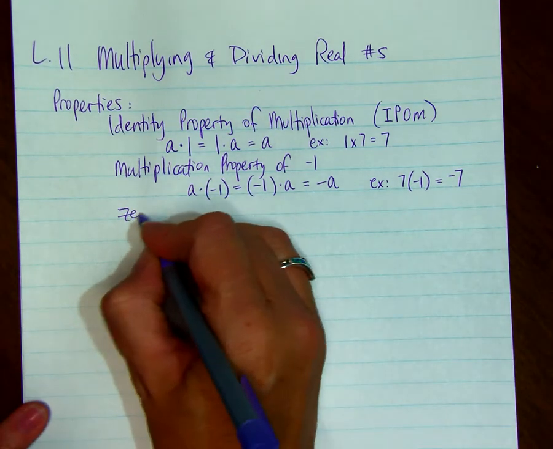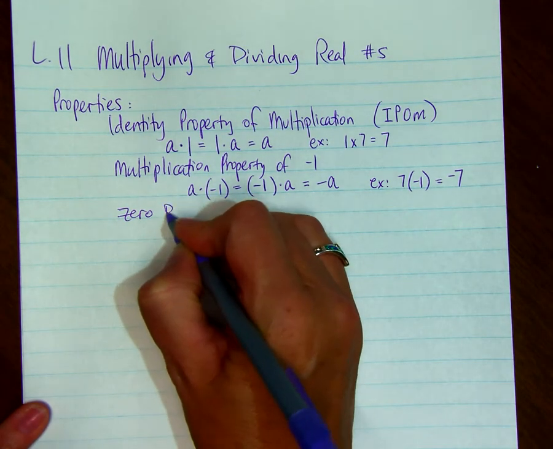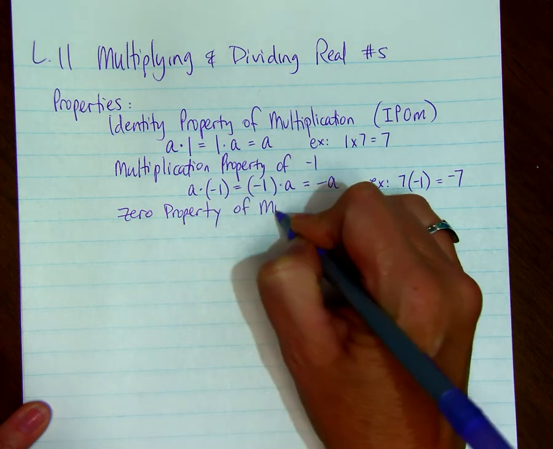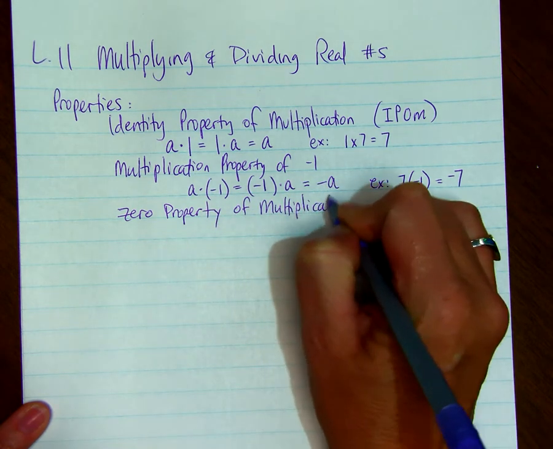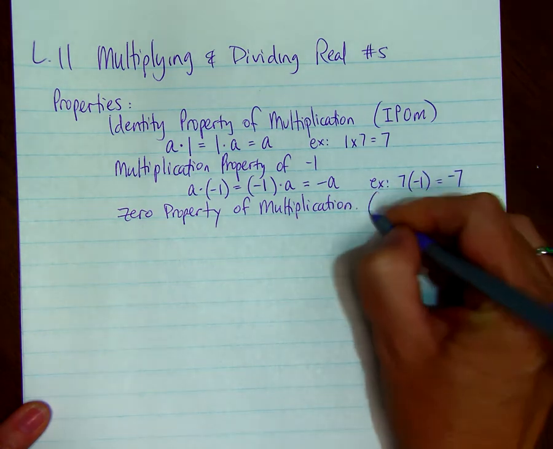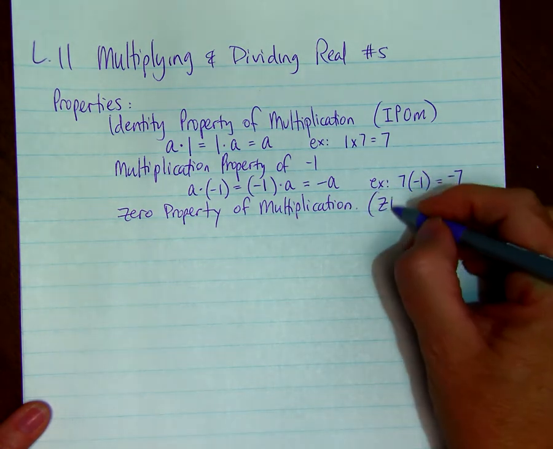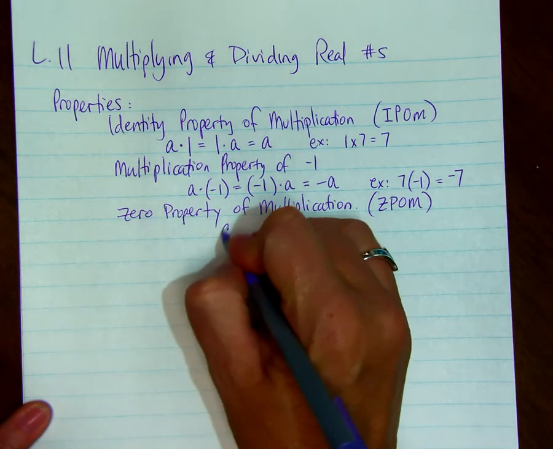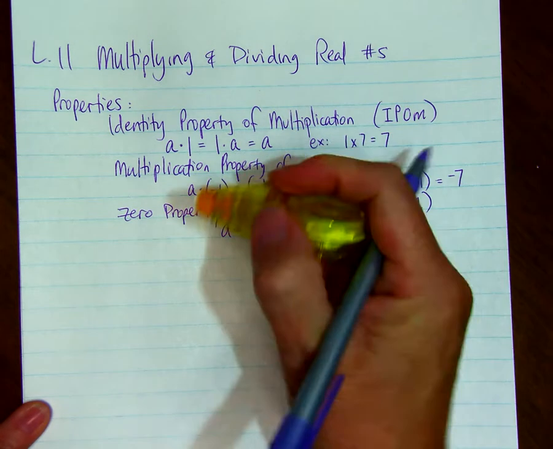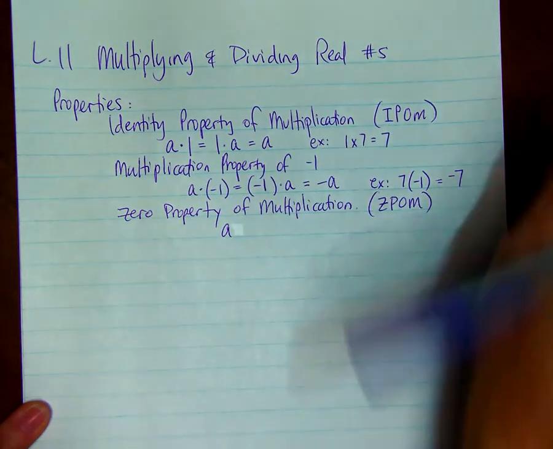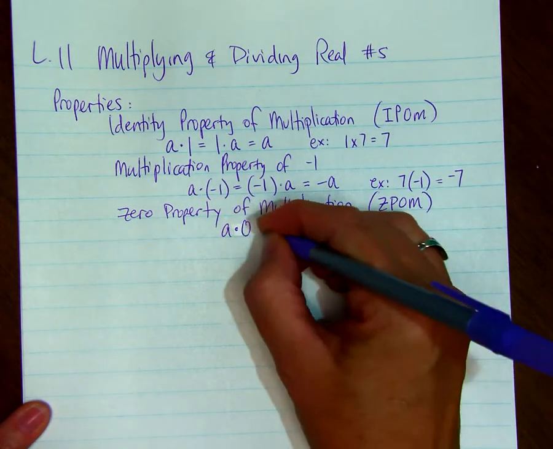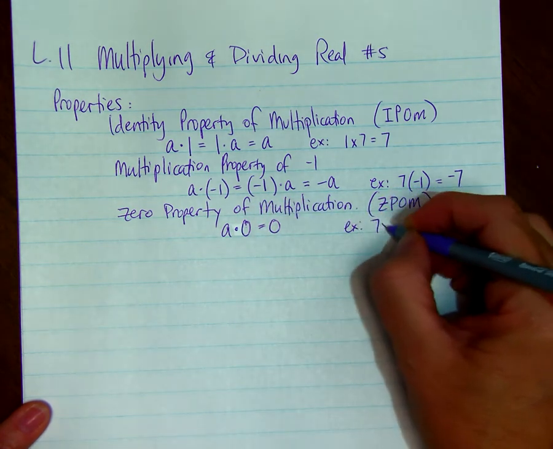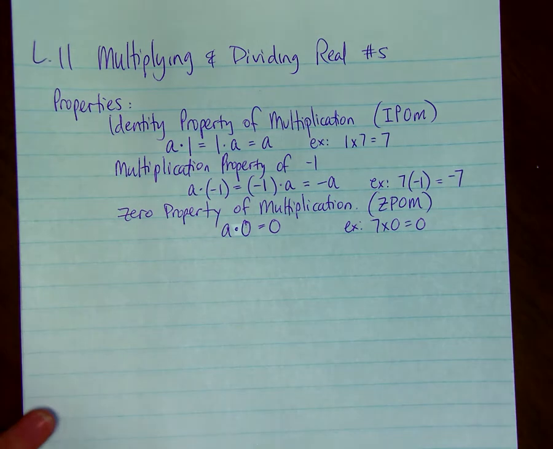There's another property called the zero property of multiplication. And you may shorthand that as ZPOM for zero property of multiplication. That just says if you take any number and multiply it by 0, you will get 0. So A times 0 equals 0. Here's an example. 7 times 0 equals 0.